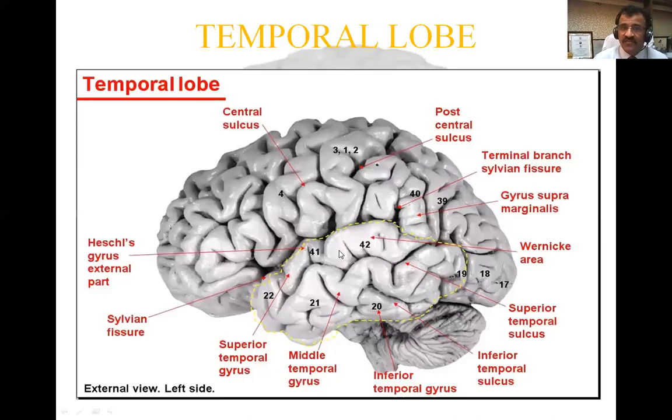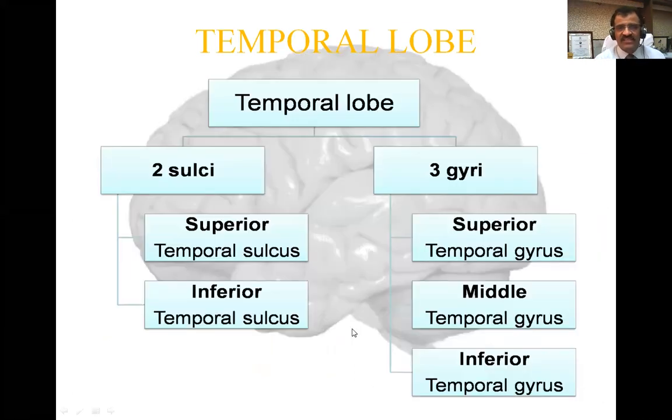Here you can see 41, 42, 22, 21, 22. Okay, and different sulci and gyri are also shown here. Now, what sulci and gyri do you get on the temporal lobe? You can see through this slide.